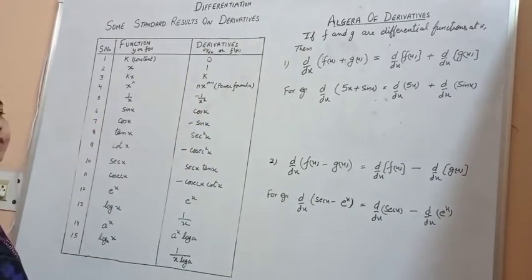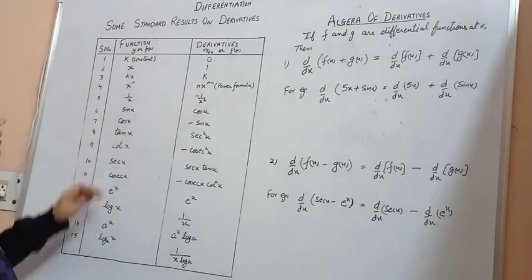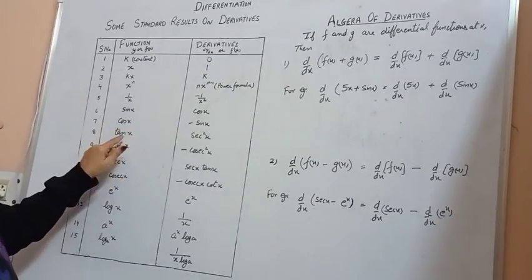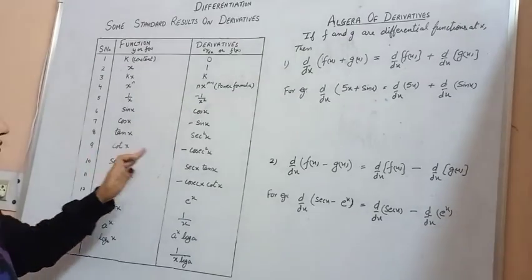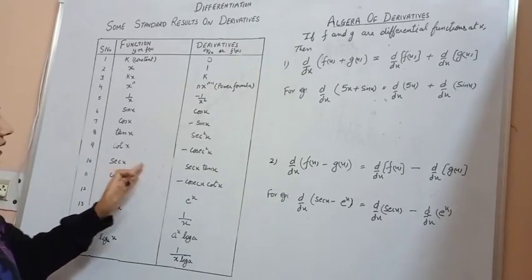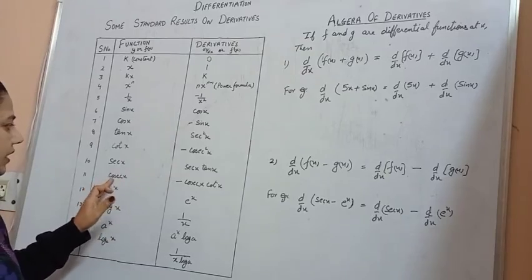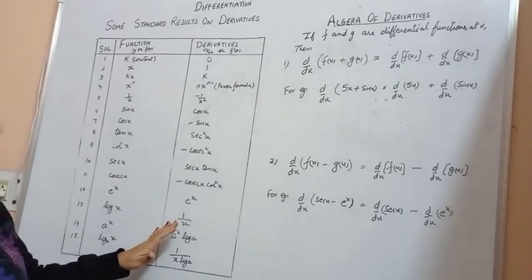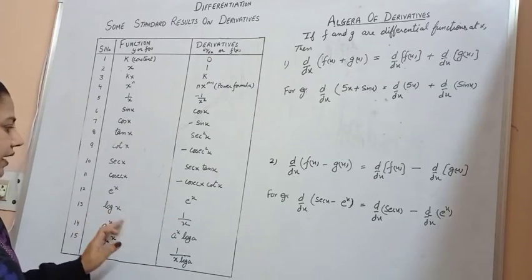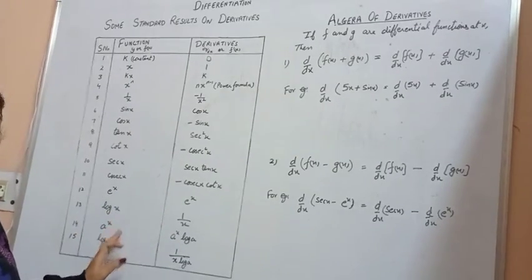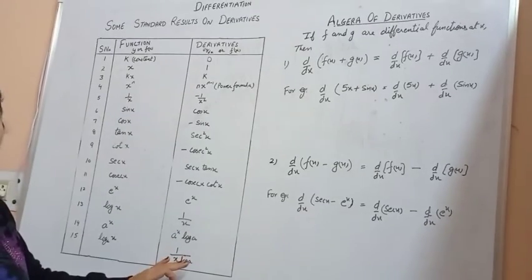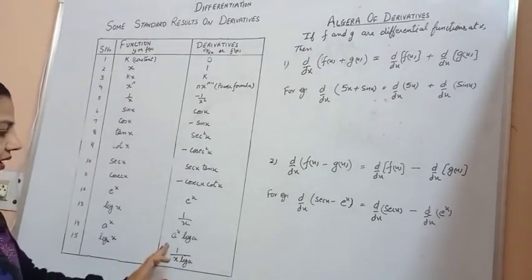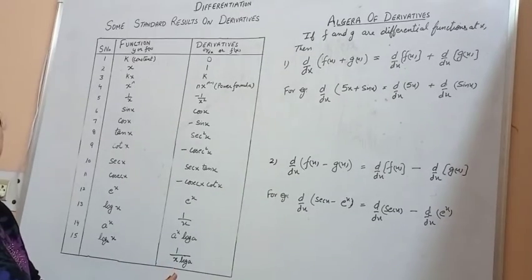1 upon x, differentiation is minus 1 by x square. Sin x gives cos x, cos x gives the opposite sign, minus sin x, tan x gives secant square x, cot x gives minus cosecant square x, secant x gives secant x tan x, cosecant x gives minus cosecant x cot x. e to the power x has the same differentiation, e to the power x. Log x gives 1 upon x. a to the power x gives a to the power x into log a. And log of x with base a gives 1 upon x log a.